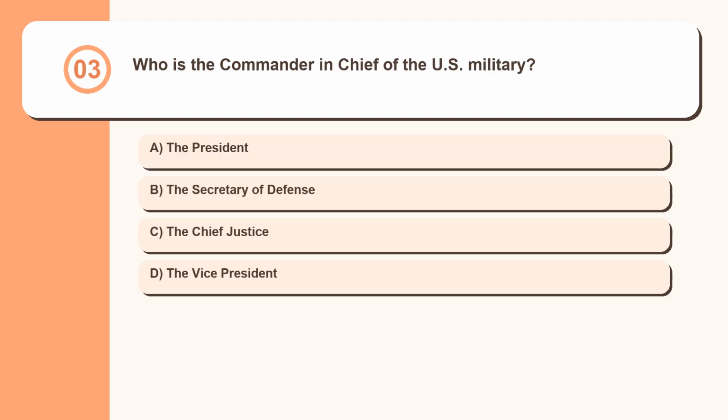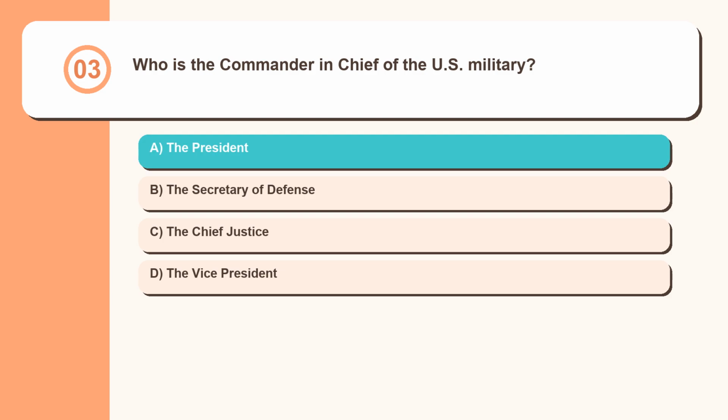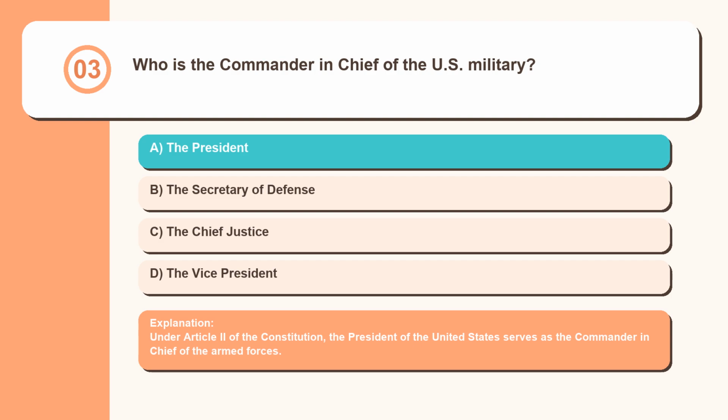Question 3. Who is the Commander-in-Chief of the U.S. military? The President, the Secretary of Defense, the Chief Justice, the Vice President. Under Article 2 of the Constitution, the President of the United States serves as the Commander-in-Chief of the Armed Forces.